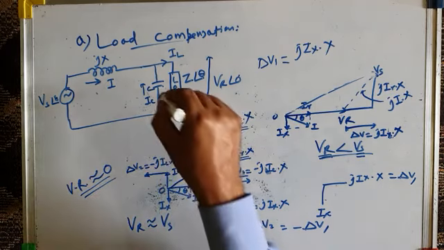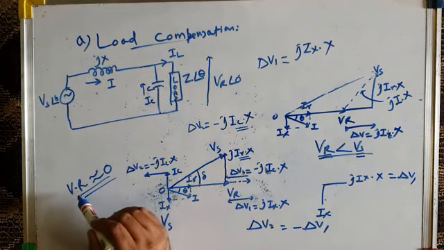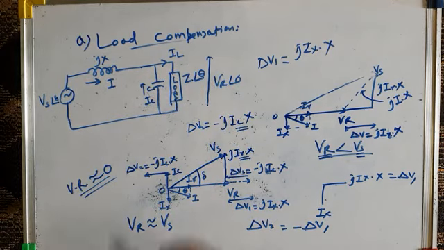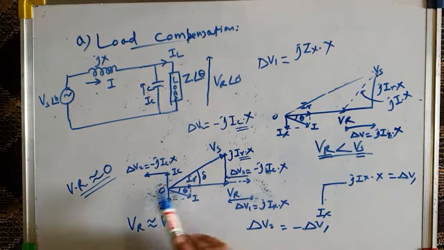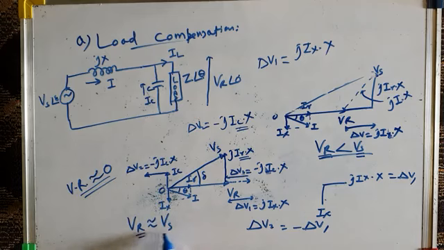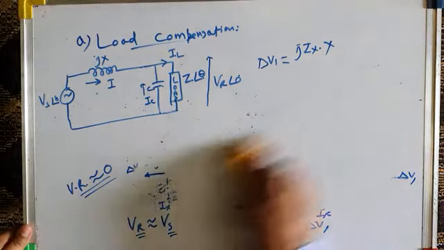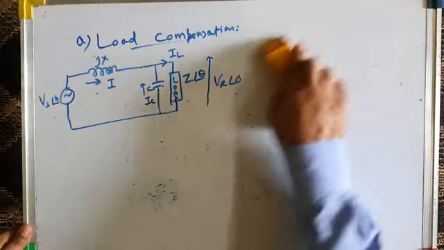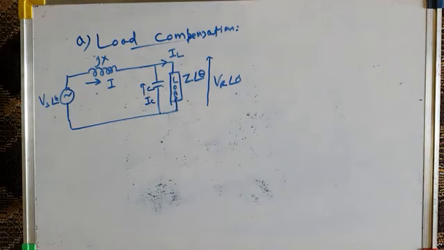In order to improve the voltage across the load, that is, in order to improve the voltage regulation, a shunt compensator I have connected across the load. This is called load compensation, and this shunt compensation or load compensation results in Vr very nearly equal to Vs. I hope this is clear to you. So therefore, there is a need for compensation.